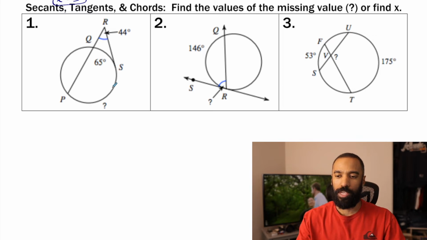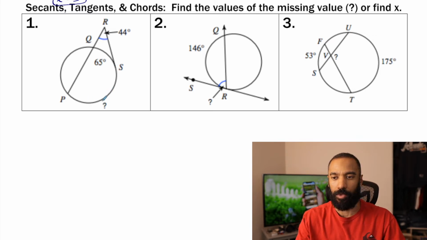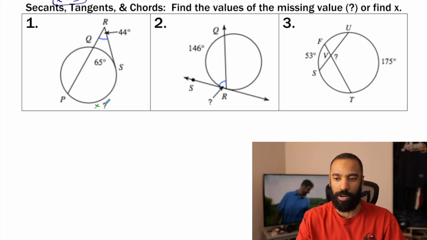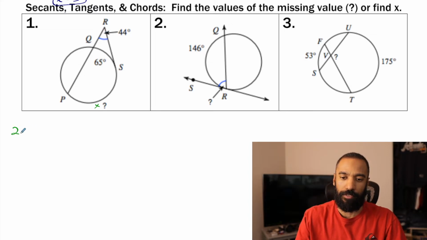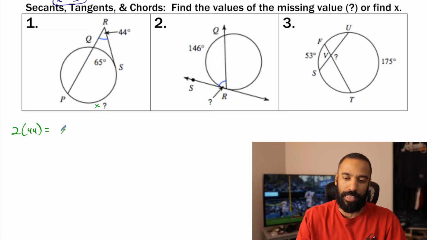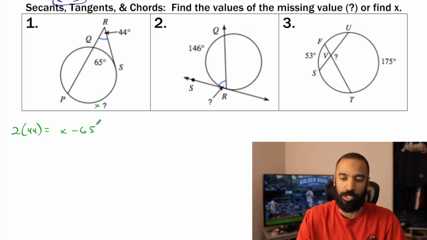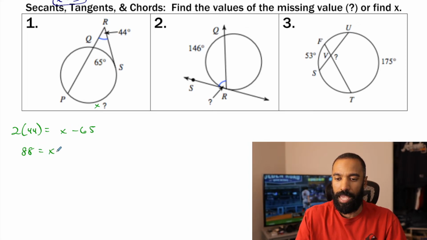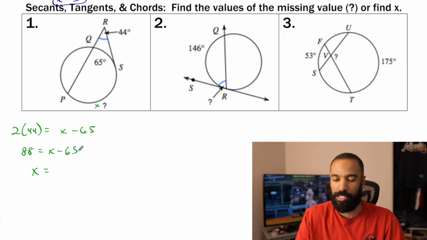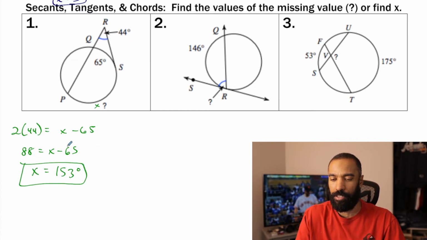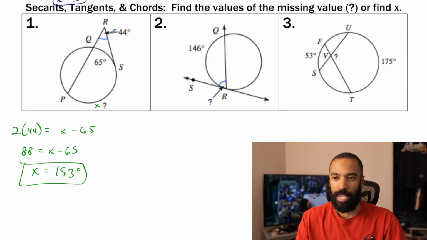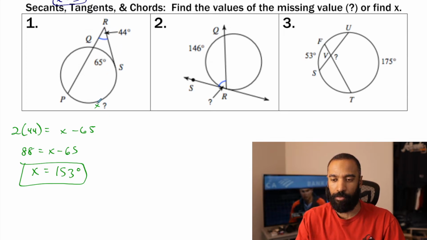All right, so this question mark right here, this is our unknown we're trying to find. I'm going to put an x whenever these things show up here. It is the bigger intercepted arc with the angle on the outside. So if I double my angle measure, I will get the difference between big arc and small arc right here. 88 is x minus 65. Add 65, you get x equals 153 degrees right there. Again, the angle 44 should be half of 153 minus 65, and it seems like that pans out to be.